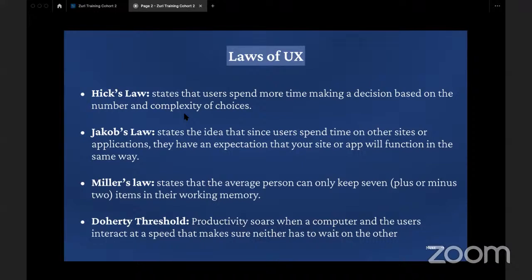Let me break down what this law is. First of all, from my screen, you see that productivity soars when a computer and a user interact at a speed that makes sure neither has to wait on the other. So now let's take it like this. This has to do with interaction design, do you understand? Providing feedback to your users where necessary. The time that users input something, you have to provide feedback immediately. They don't really have to wait to start getting things out. Do you understand? Their productivity and engagement will increase.